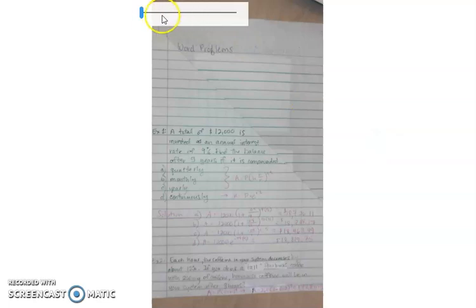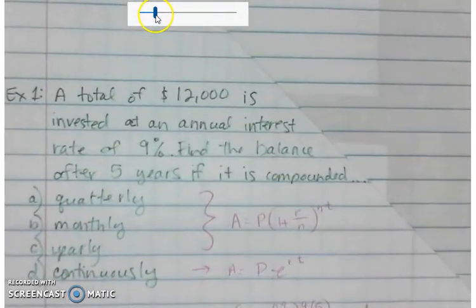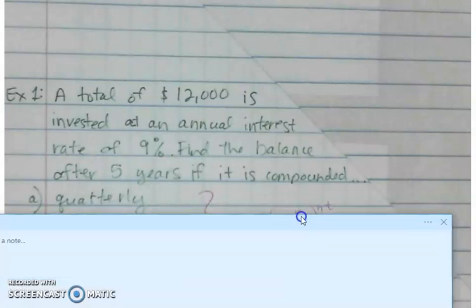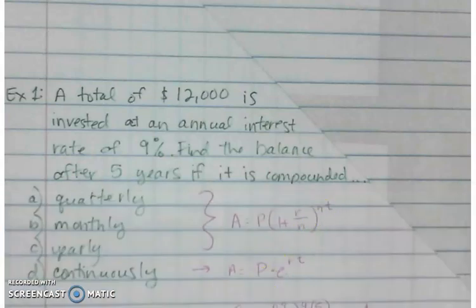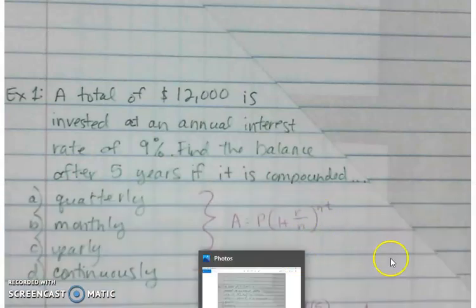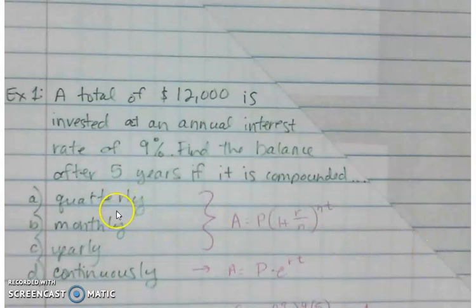So, example 1, you may need to pause the video to be able to write this, but here is example 1. It says a total of $12,000 invested at an annual interest rate of 9%. Find the balance after 5 years if you are compounding, and then I give you some options here. We're going to be compounding quarterly, monthly, yearly, and continuously.